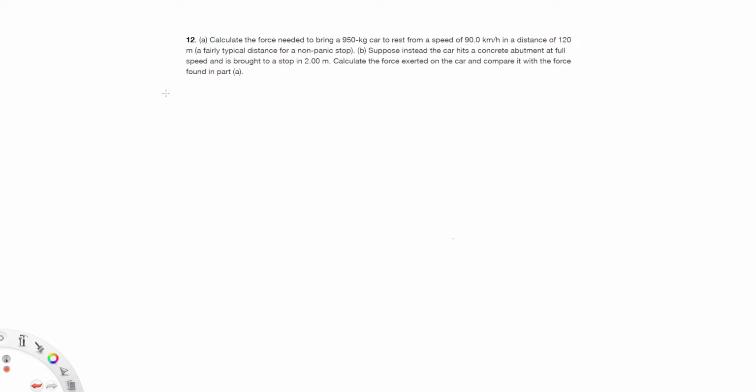Okay. So the first thing I'm going to do is draw a picture. So we have a car. It says 950 kilograms. That's like a compact sedan, right? So it's got some speed lines. We'll call this situation A. And then later at situation B, no speed lines because it is stopped. And the distance between these two situations is 120 meters.